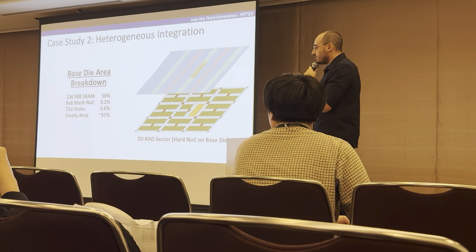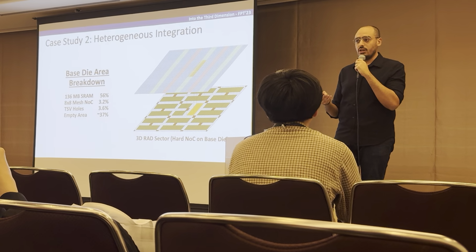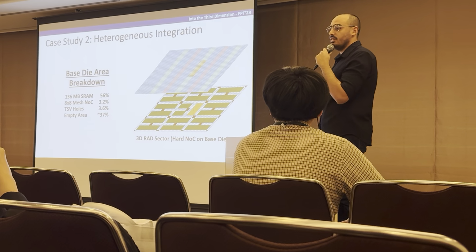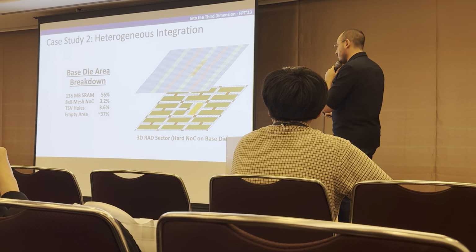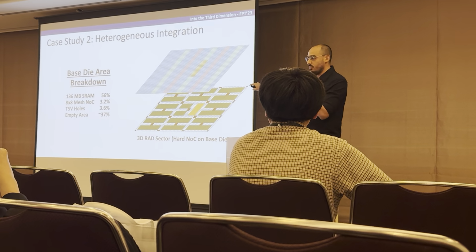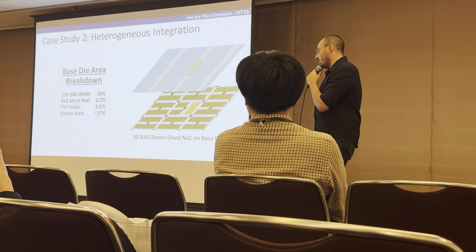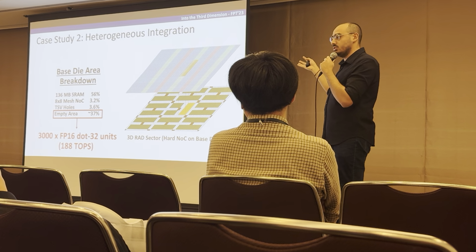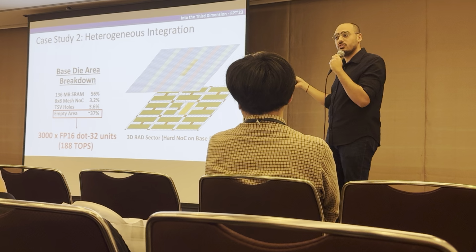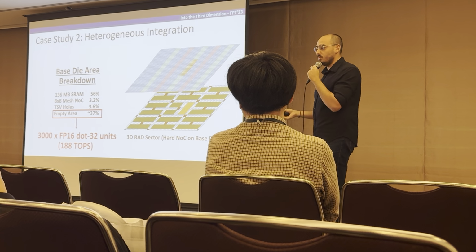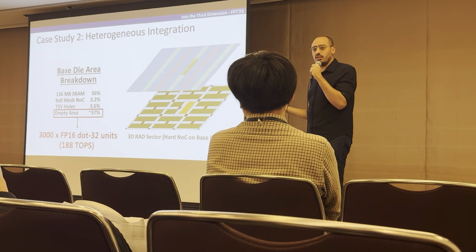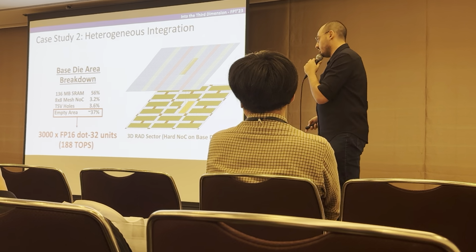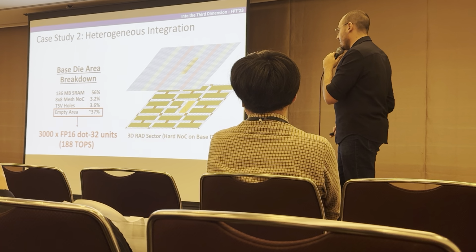Then there's 3.2% and 3.6% for the NoC and all the Swiss cheese holes on the base die. This really leaves you with about 37% of empty space on the base die. Those are the white spaces between the different macros that we floorplanned. And here's a suggestion on what you can do with this 37%. We managed to add about 3,000 FP16 dot product units to the device. This is equivalent to more than 180 tera operations per second of additional compute that you can put on the base die for applications like machine learning and deep learning acceleration.